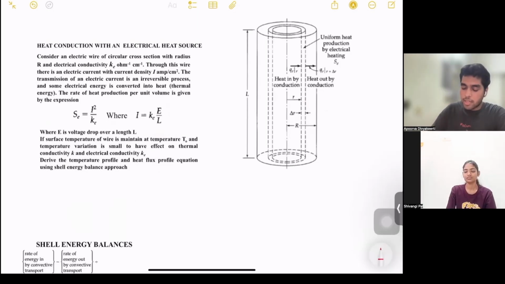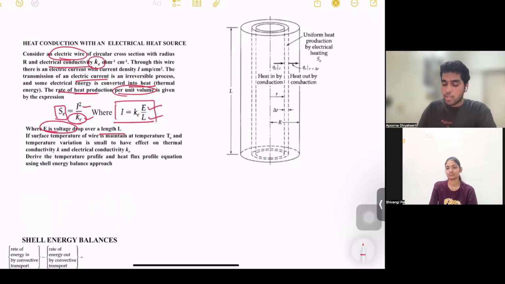Okay, so in the question we have been given an electric wire through which current is flowing. This current is converted into heat, some of the electrical energy. The rate of heat production per unit volume we have been given in the question, that is Se equals I square by Ke. Now what is Ke? Ke is the electrical conductivity given in the question above. We have also been given the relation of I with voltage drop and length: I is equal to Ke into E by L, where E is the voltage drop and L is the length.